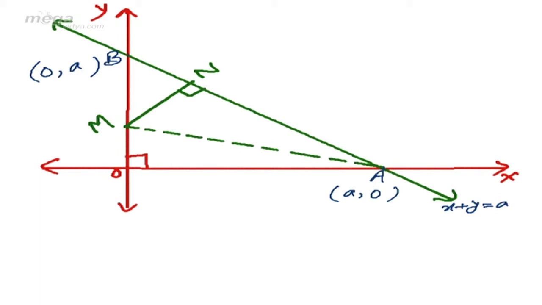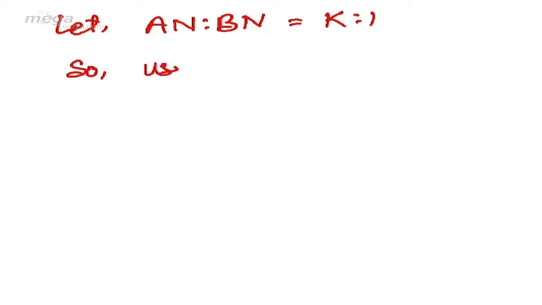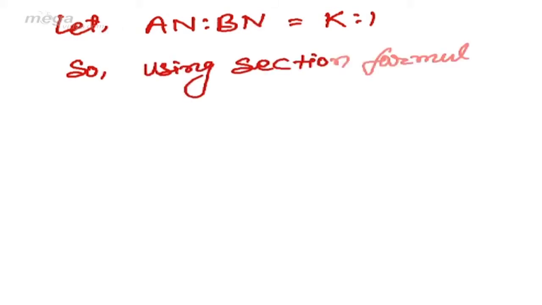Student, in the question you have to find out AN is to BN. So we will suppose this AN is to BN as K is to 1. Suppose let AN is to BN is equal to K is to 1. It means N is the point which divides the line segment AB in the ratio K is to 1. Now we will find the value of K. So using the section formula we will find the coordinate of N.